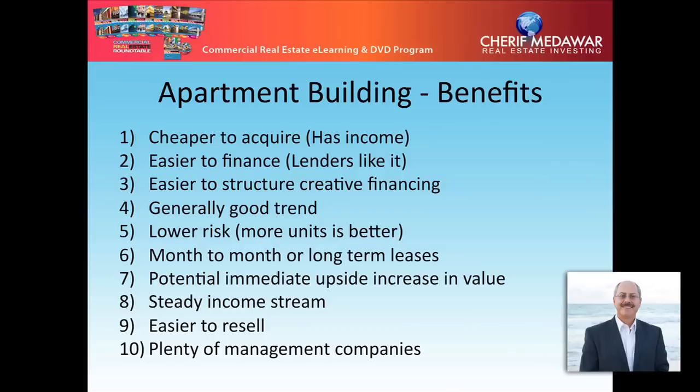Number eight, steady income stream. Heck, even when you're trying to flip it, as you look for somebody to buy it from you, you're having income coming. And number nine, easier to resell. A lot of movement on apartment buildings all the time. Of all commercial properties, apartment buildings move the fastest. A lot of people do 1031 exchange from a smaller one to a bigger one and so on. Number 10, there are plenty of management companies. There are small management companies, there are huge management companies, so it's not difficult to find somebody to help you. What's difficult is to choose the right company to help you, the right party, which we'll talk about later.